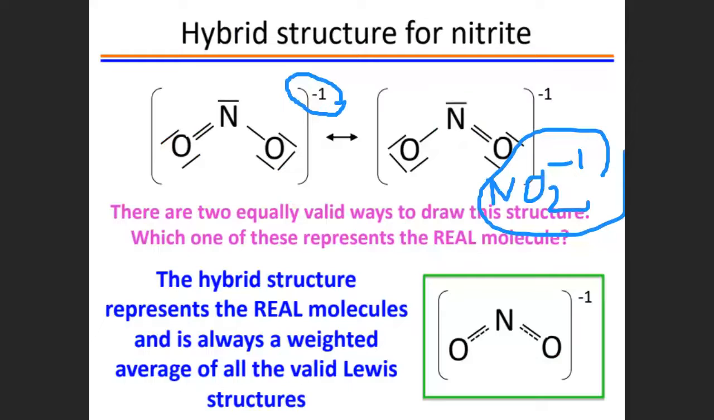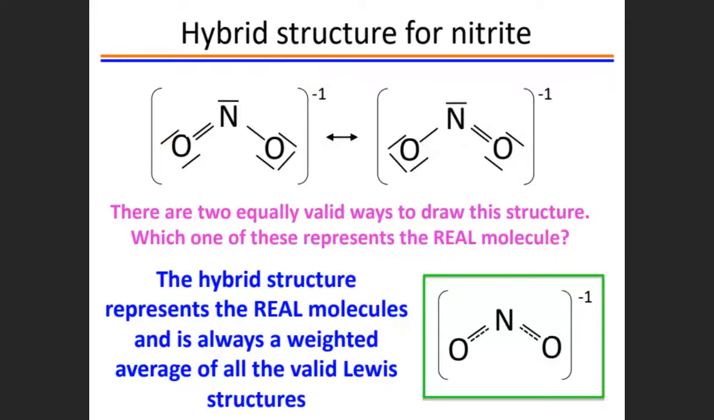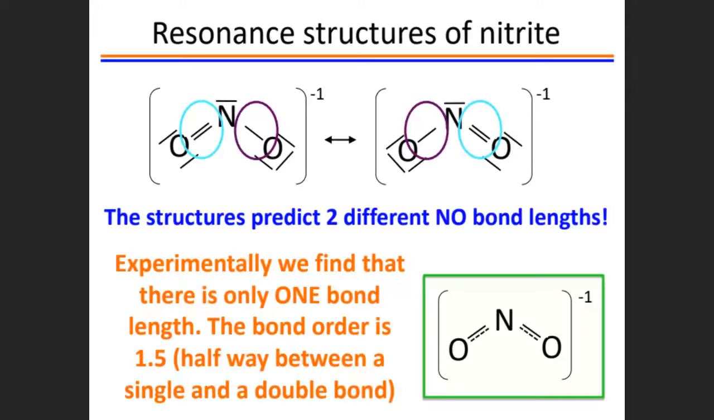Okay, so this is how, according to the octet rule, we can make the distribution of electrons. Now the structure predicts two different NO bond lengths. Experimentally, we find that there is only one bond length. The bond order is halfway, which you will not understand until I show you the charts.